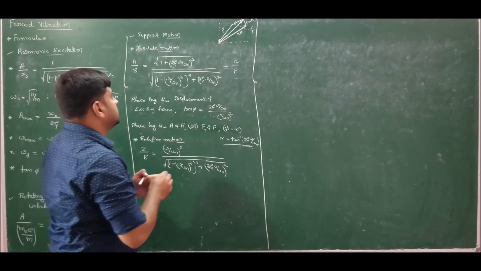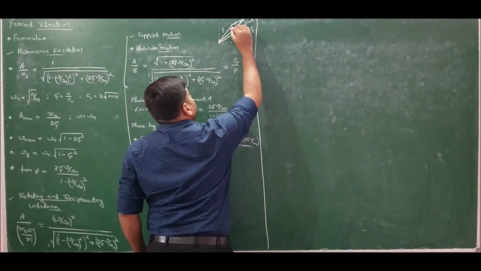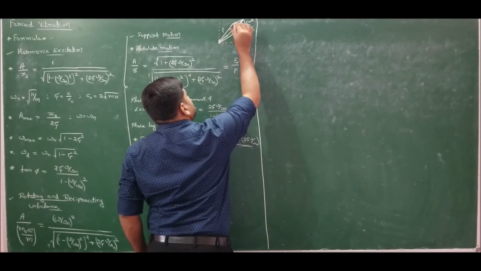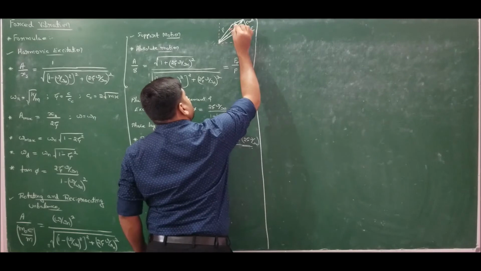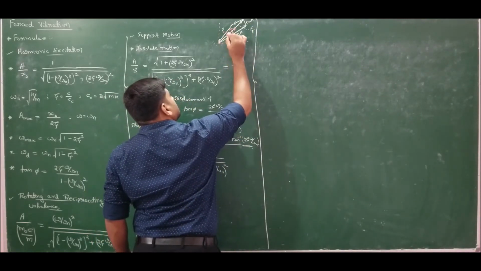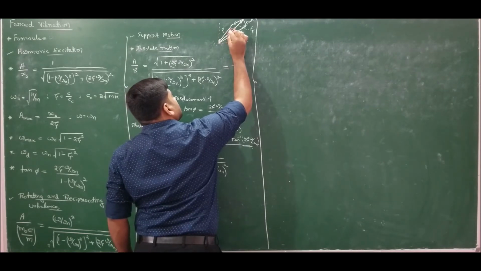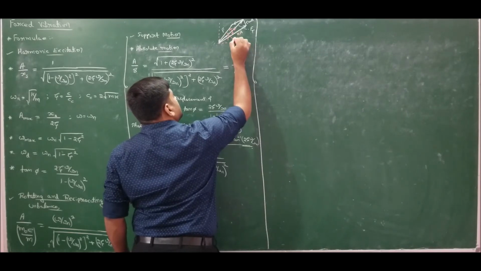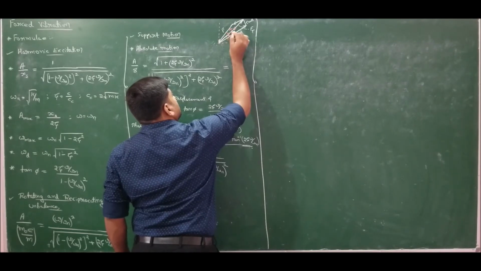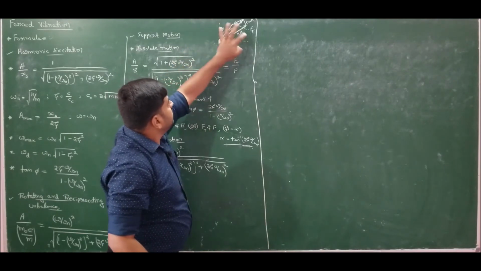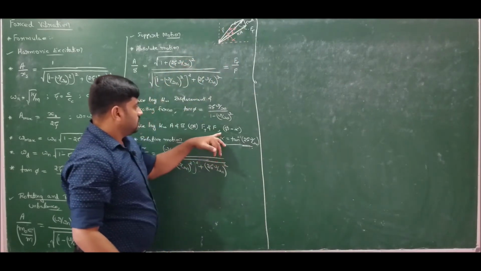Now if I mark the angles between these two, we have phase angle phi, that we know. This angle is phi. Now this angle is alpha. This angle I am speaking about, this angle is alpha. Now what is the angle between F and Ft? Angle between F and Ft is phi minus alpha.